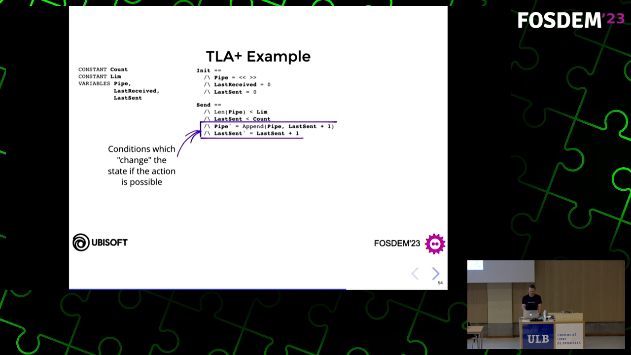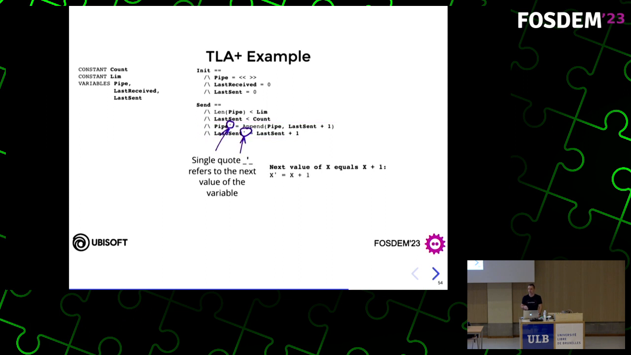And the only distinction is this small single quote sign. It means next value of the variable. The problem is, since TLA+ is basically math, in math there is no assignment. There is no action like assign new value to some variable. The closest thing we have is the equal operator in math, but there is no assignment. But you can emulate it by saying the next value of your variable equals the old value and something done with it.